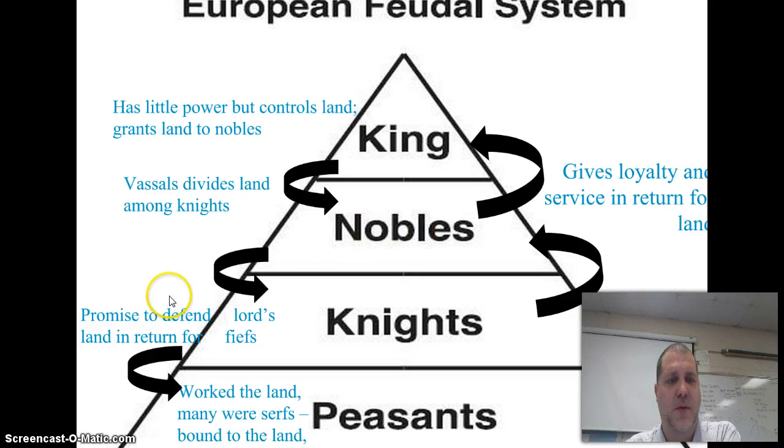The nobles are going to go around, and they are going to have knights who are going to promise to defend the lord's land in return for fiefs, power, land, money. At the bottom of every feudalism pyramid that you'll ever see, the biggest amount of people is going to be the peasants, and these are the guys who farm and create the stuff that they needed in order to survive.